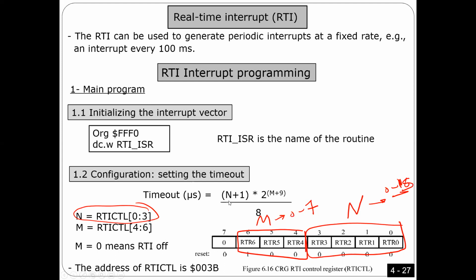The relation is here, guys. Timeout should equal N plus 1, again, N is the value put here, times 2 to the power M plus 9, divided by 8. This is the relation, right? So you have to select N and M in such a way that you get a certain timeout, right? But this is too complicated. Can you make it easier?